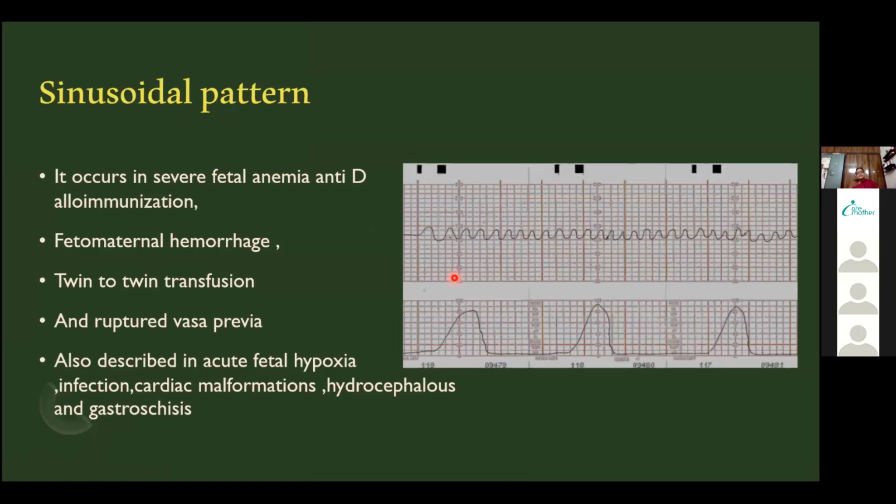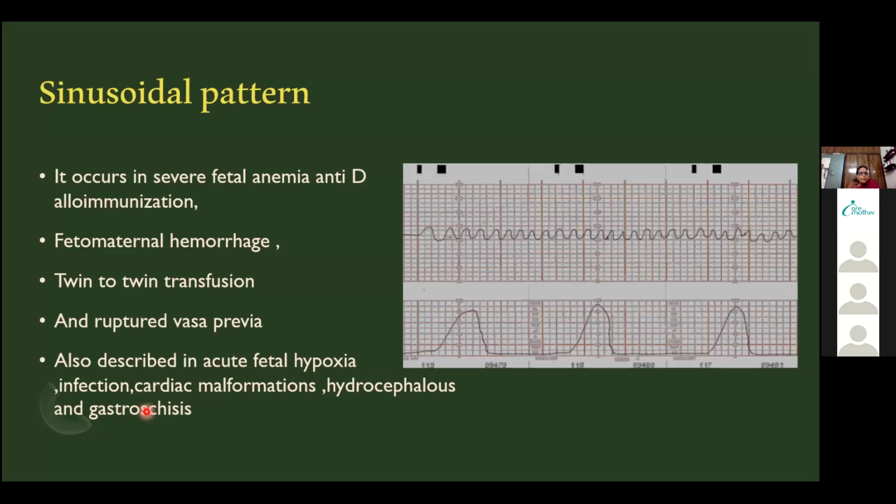This sinusoidal pattern happens in fetal anemia. The commonest cause of fetal anemia that we come across is Rh isoimmunization. But it can happen in a fetal maternal hemorrhage, whenever there is a placental abruption or a placenta previa bleeding heavily, or if there is twin-to-twin transfusion, the anemic fetus will show a graph like this. If there is vasa previa and the membranes get ruptured, there is a hemorrhage from the blood vessel that can produce a sinusoidal pattern. It can also happen in acute fetal hypoxia, cardiac malformations, hydrocephalus and gastroschisis.